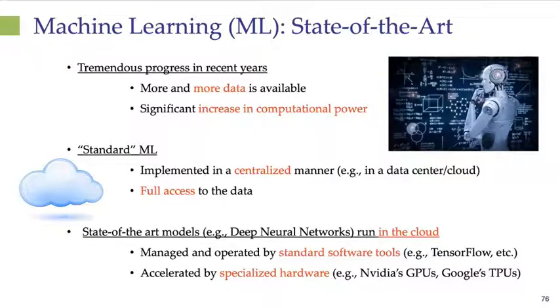So standard machine learning, and I put standard in quotes because, of course, it's just an oversimplification, but basically standard machine learning is implemented in a centralized manner, that is in the data center or in the cloud. And the learning algorithm has full access to the data. At the same time, there are also state-of-the-art models, such as deep neural networks, that can be applied in this way. And these are managed and operated by standard software tools like TensorFlow and specialized hardware.